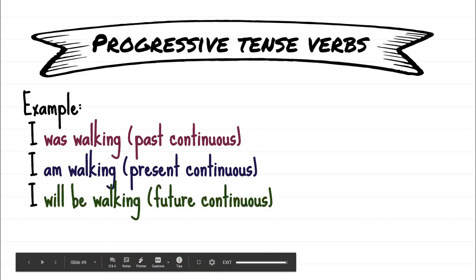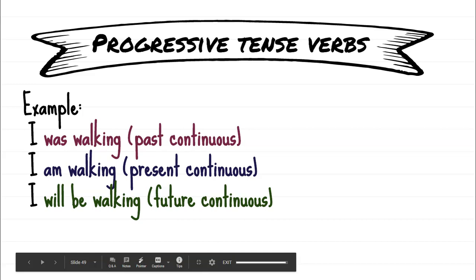Let's try one in the future. We're going to use the same singular subject, I. We'll use the same verb, walk. Because it's continuous, it gets an ing. Because it's the future, it gets a helping verb, but the helping verb looks a certain way. It takes the form of will be.